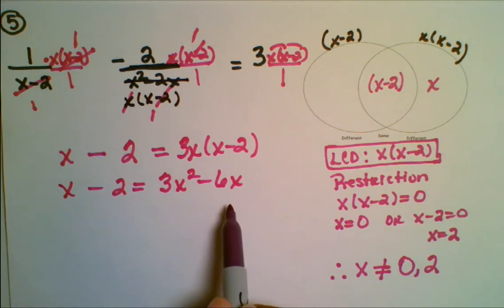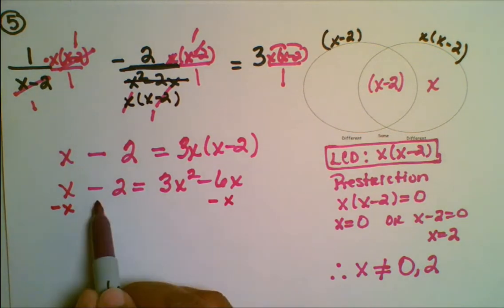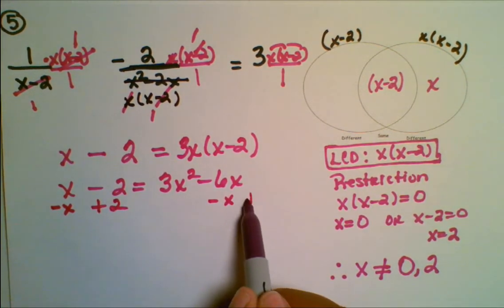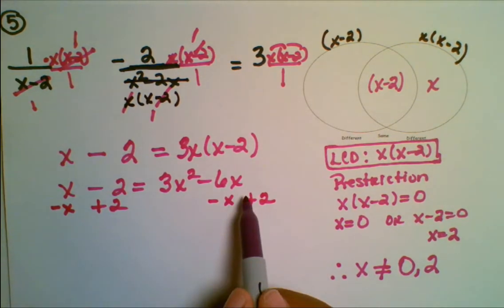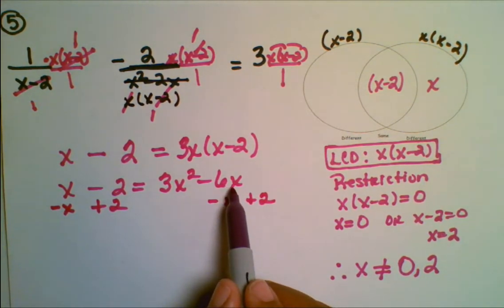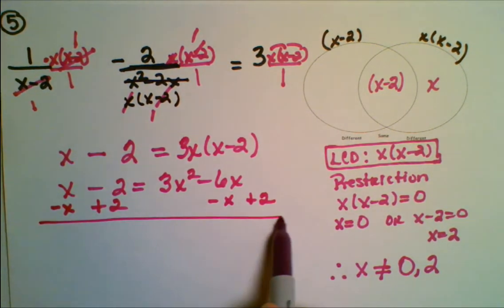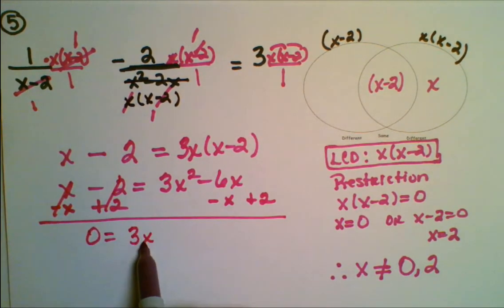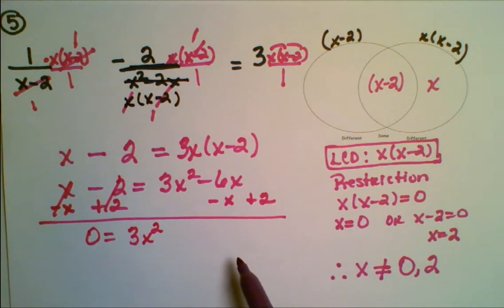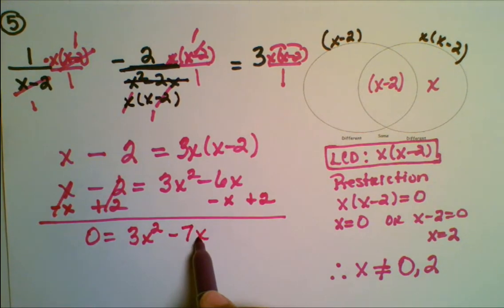So what we need to do is bring our terms from one side to the other so we can set this equation equal to 0. I'm bringing the x over and subtracting it to the minus 6x, and then bringing over, or adding, the 2 on the other side. So we have 0 is equal to 3x squared, minus 6x plus negative 1x, that gives us minus 7x plus 2.